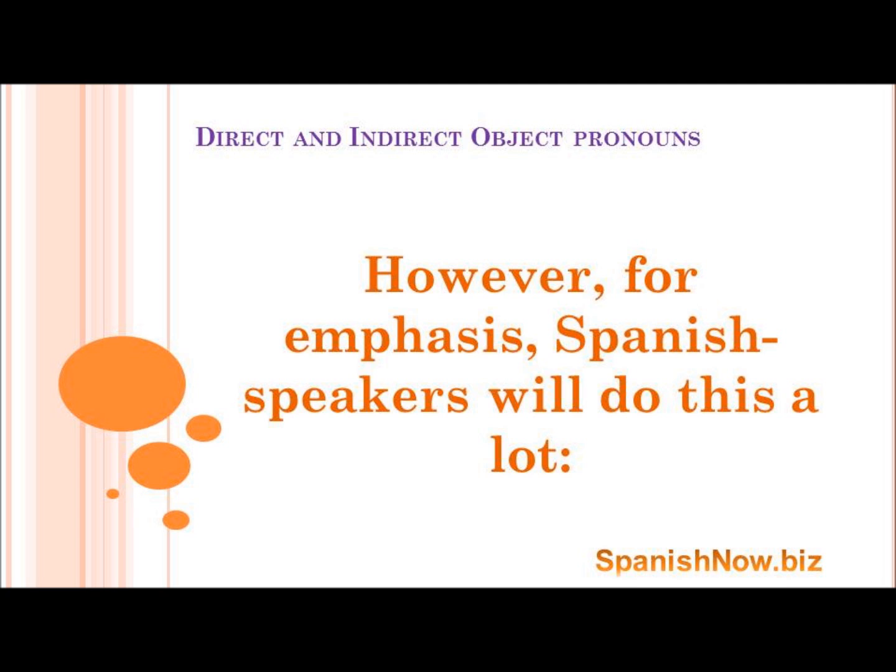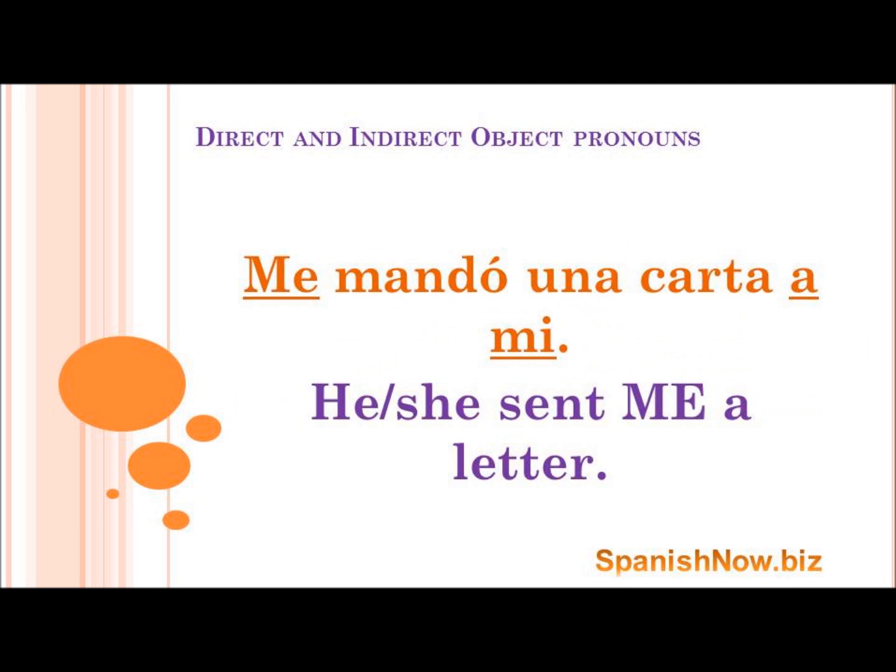Emphasis, however, Spanish speakers will do this a lot. What they'll do is they'll say, me mandó una carta a mí. At the very end, they'll still re-emphasize the indirect object. In this case, it's a mí. And what that means is that the speaker is emphasizing exactly who he sent the card to. For example, me mandó una carta a mí says he or she sent me a letter. Like, I can't believe it. How could they send me a letter? So they're trying to emphasize exactly.